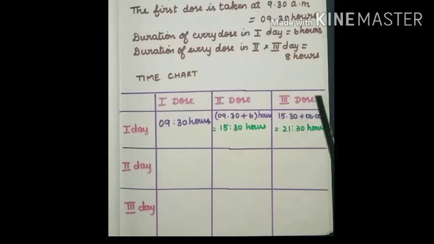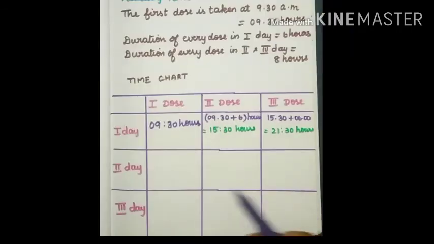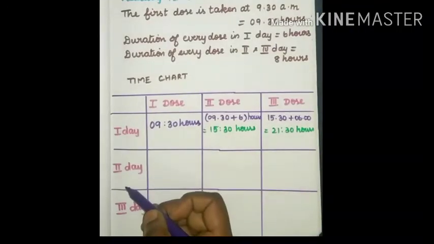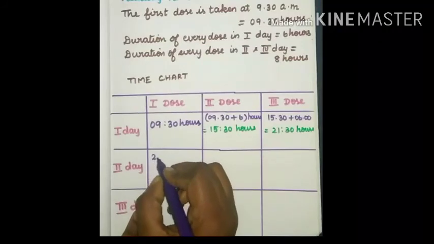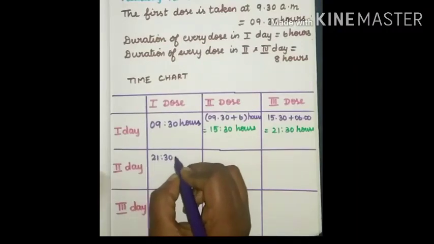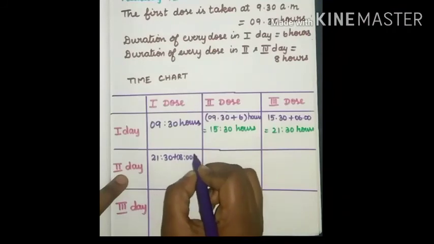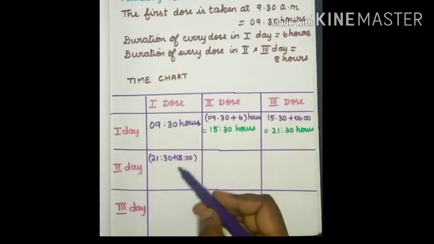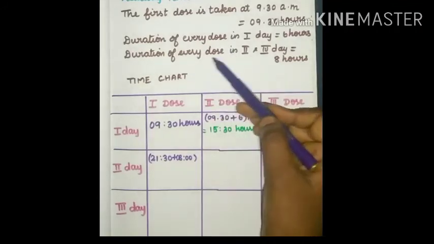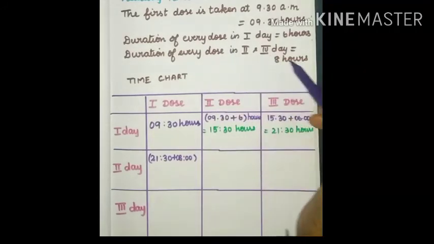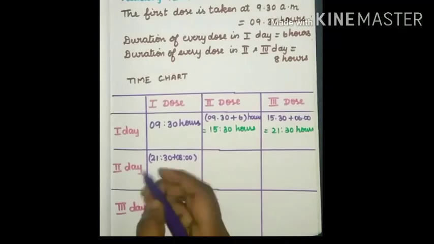How will you find the third dose? Yes, we have to add 15:30 plus 6 hours. That is 21 hours 30 minutes. To find the first dose of the second day, what do you have to do? Yes, you have to add 21:30 plus 8 hours. Why do you have to add 8 hours here? Because the duration of every dose on the second and third day is 8 hours. So you have to add 8 hours.